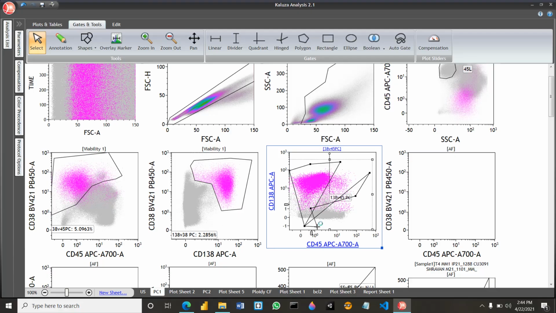Sorry, something happened to this gate. Let me readjust it. Okay, something happened. This is something annoying in Kaluza, that wherever you click it starts a new point, and you have to adjust these points. Anyway, so we finally include the selected plasma cells using CD38 CD45 and now CD138 CD45. So we have isolated these plasma cells.